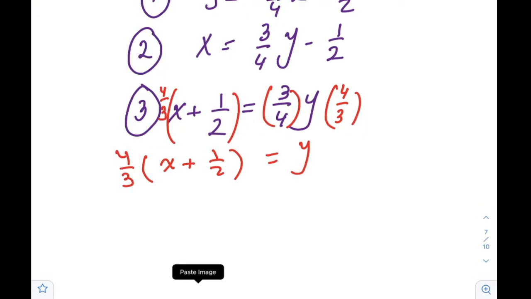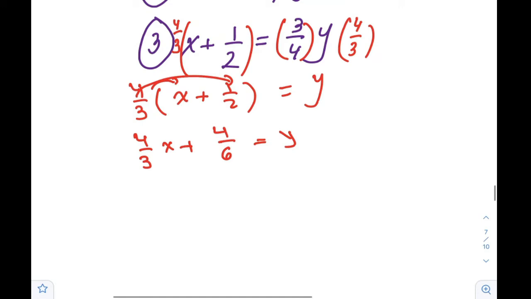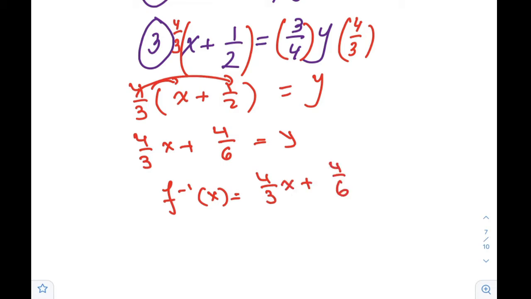Now, when you distribute, it will be 4 over 3x plus 4 over 3 times half, which is 4 over 6. So our new f inverse is 4 over 3x plus 4 over 6. 4 over 6 is not the simplest form. We can simplify it. So f inverse of x is 4 over 3x plus 2 over 3.